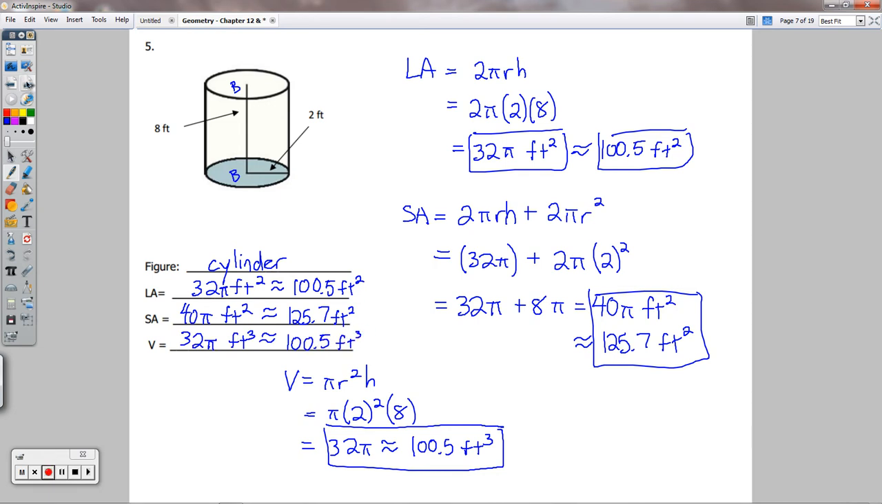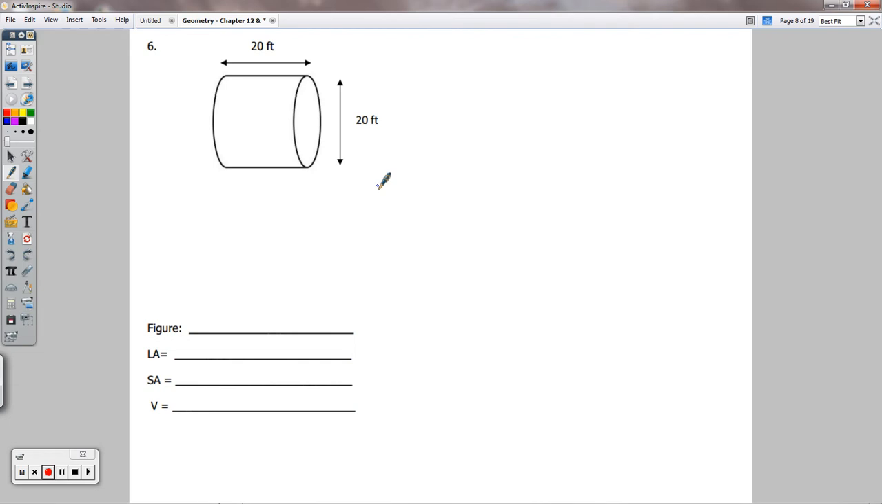Number 6, we've got another cylinder. If you wanted to draw that part in, that's what the rest of it would look like beneath the surface. But if the diameter is 20, this has to be 10 from there to there. So you've got 10 feet as your radius. 20 feet is the height connecting the two bases, and the figure is another cylinder.